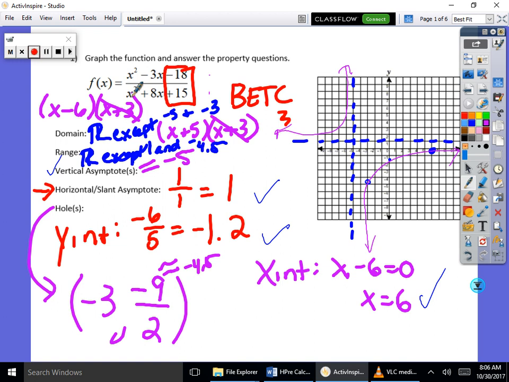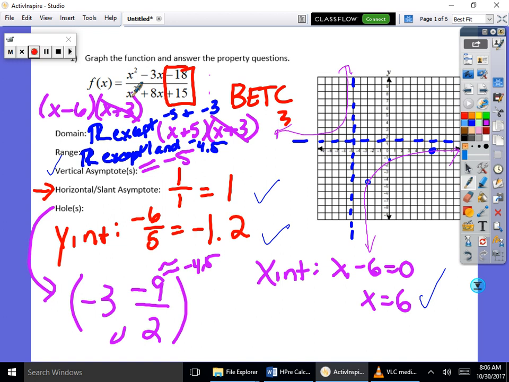What's left if there's a hole after you cancel out the hole? How do I know if there's a hole? A factor that matches top and bottom. Good? Any other questions about properties before I move on?